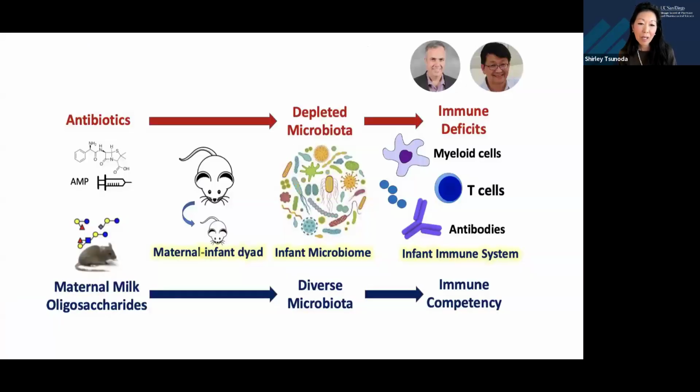Next slide. Our basic science core has been very busy, again, looking at the impact of antibiotics on the microbiome of an infant and how this mechanistically may impact the developing immune system. And also at the same time to look at maternal milk oligosaccharides, not human, because this is a mouse model, and how these milk oligosaccharides might contribute to a more diverse microbiota, which then might recover some of the immune competency that can be compromised by antibiotics. Next slide.